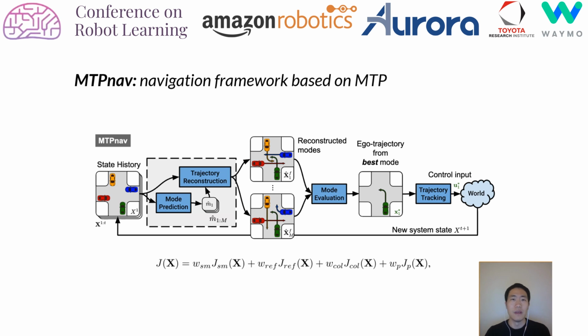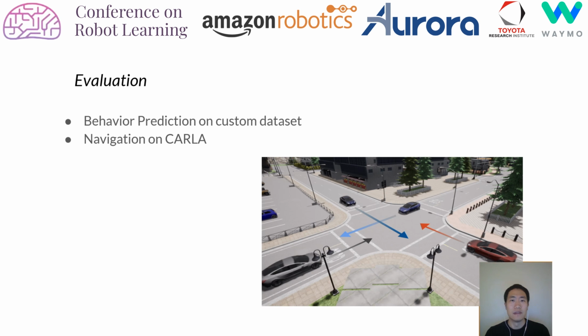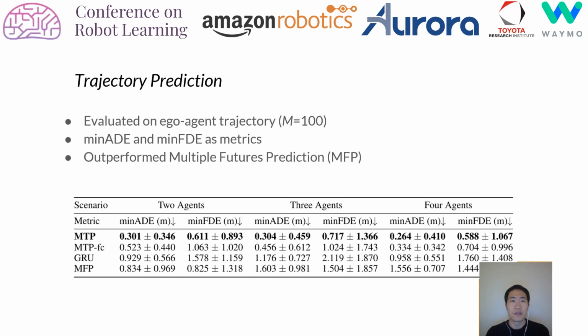On top of MTP, we build a navigation framework, MTPnav. Once we have candidate configurations, we evaluate those and select the best one to follow. We use a PID controller to follow the ego trajectory from the best mode. We evaluate our framework in single agent behavior prediction task and navigation task. For the trajectory prediction task, we predict trajectories of all agents, but evaluate on the ego agent trajectory. Our method achieved the lowest error, and we decide to run a navigation task with our framework.